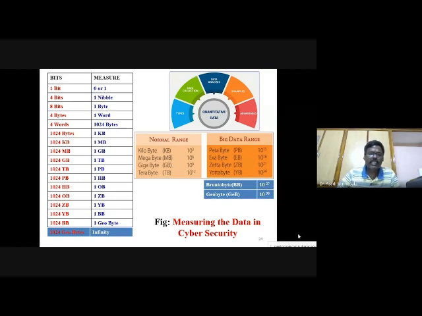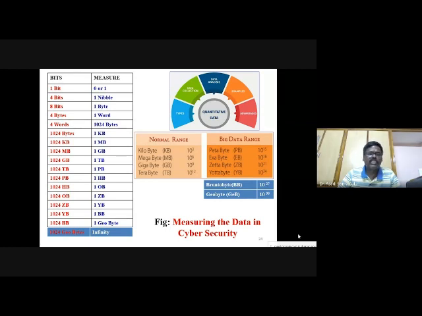How do we measure the data in cyber security? See, 1 bit is equal to 0 or 1, 4 bits is equal to 1 nibble, 8 bits is equal to 1 byte, 4 bytes is equal to 1 word, 1024 bytes is equal to 1 kilobyte, 1024 kilobytes is equal to 1 megabyte, 1024 megabytes is equal to 1 gigabyte, 1024 gigabytes is equal to 1 terabyte, 1024 terabytes is equal to 1 petabyte, 1024 petabytes is equal to 1 exabyte, 1024 exabytes is equal to 1 zettabyte, 1024 zettabytes is equal to 1 yottabyte, 1024 yottabytes is equal to 1 brontobyte, 1024 brontobytes is equal to 1 geobyte.